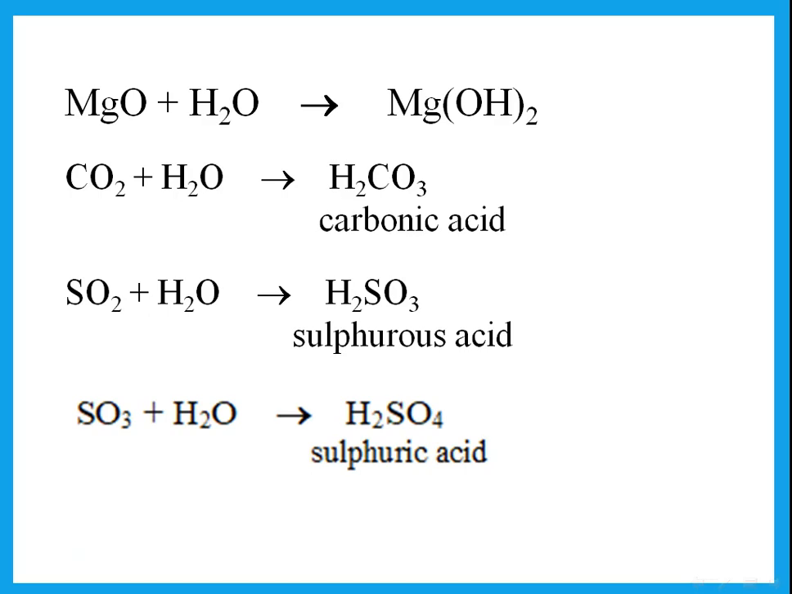So, magnesium oxide is basic. If I dissolve it in water, it forms magnesium hydroxide. Carbon dioxide is acidic. If I put it in water, it forms an acid, and you should know that the acid formed is carbonic acid. Sulfur dioxide in water forms sulfurous acid. Sulfur trioxide plus water forms sulfuric acid. Are you paying attention? Sulfur dioxide and sulfur trioxide are both acidic. But sulfur dioxide will dissolve in water to form which acid? Sulfurous acid, H2SO3, while sulfur trioxide will dissolve in water to form sulfuric acid, H2SO4.